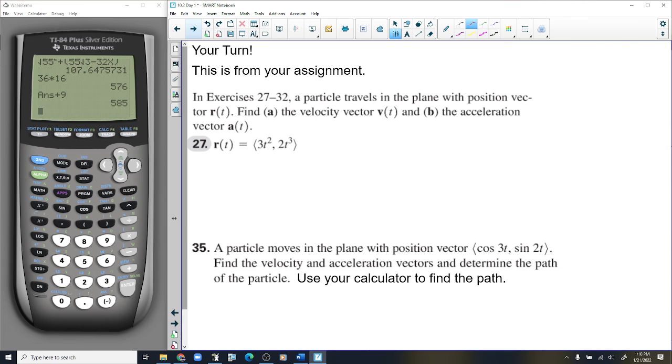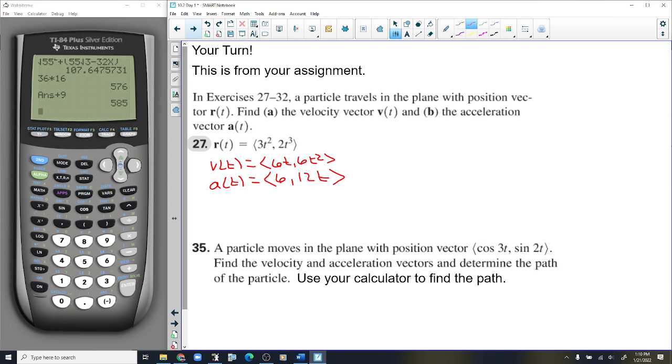This is from your assignment. Number 27, a particle travels in the plane with position vector r of t. Find the velocity vector and the acceleration vector. So velocity is 6t squared. And then the acceleration vector is 6 and 12t.